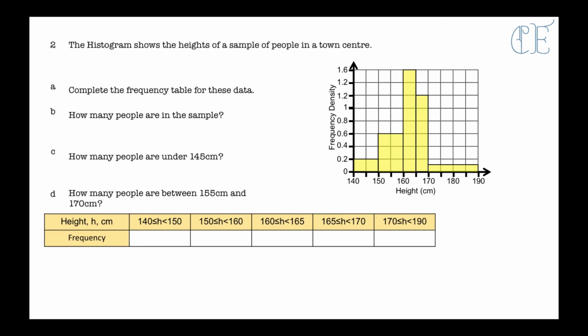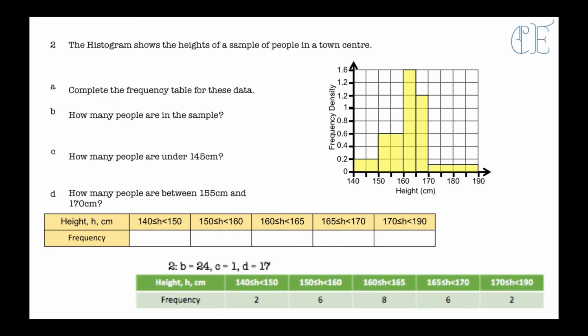Okay, if you've paused the video, here are the answers. Complete the frequency table, which is done below. How many people are in the sample? It is 24 if you count along the bottom: 2 add 6 add 8 add 6 add 2. And how many people are under 145 centimetres? So there is 145, so it would be 5 times 0.2, which is 1.